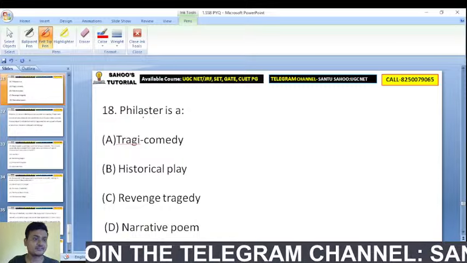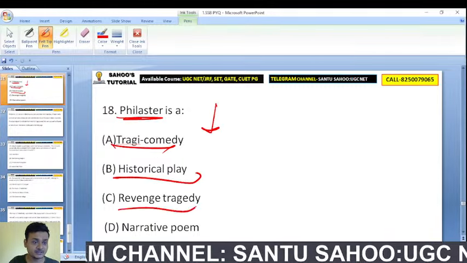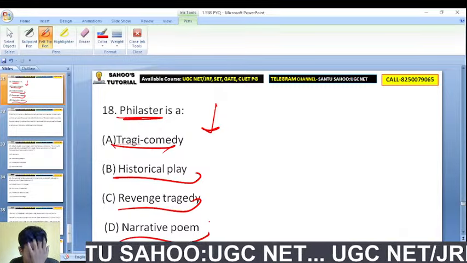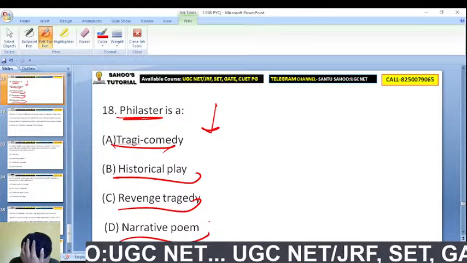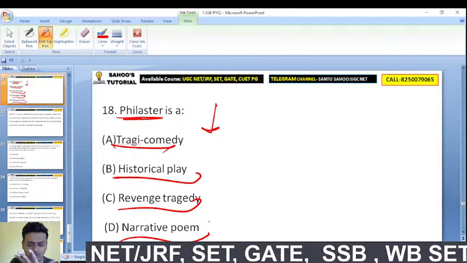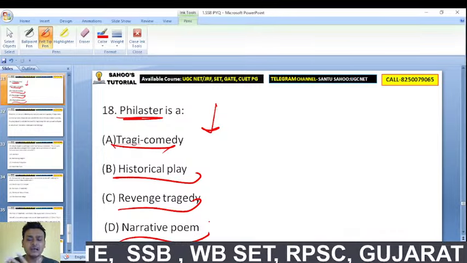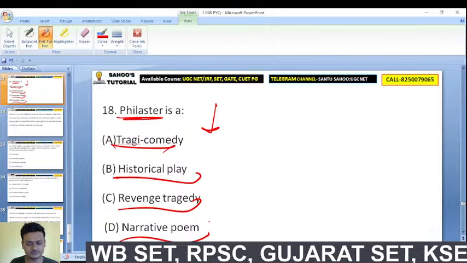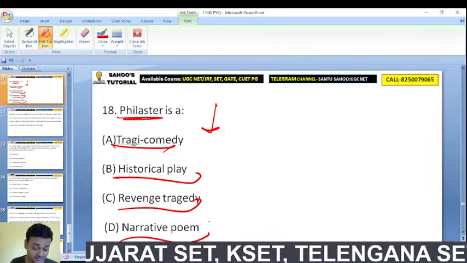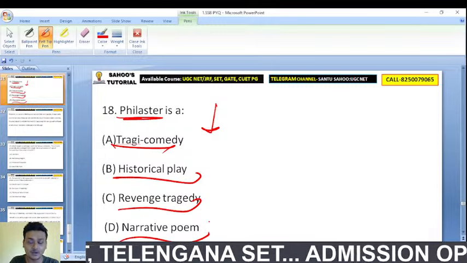Philaster is a work, a tragic comedy. It's not Truweed, it's Lovewit. Touchstone and Jaques the Melancholy appear in As You Like It. Matthew Arnold has given the touchstone method. Touchstone is also a character in As You Like It, the pastoral romantic comedy.